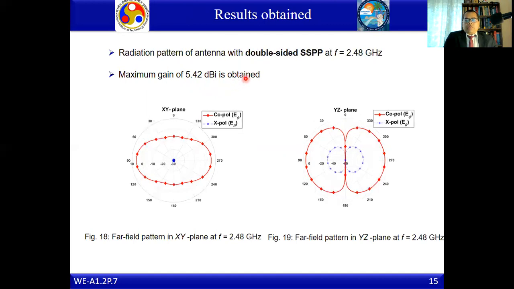When we place two of them, the double-sided SSVP structure at 2.48 gigahertz, we can observe that there is more improvement in the gain. The gain turns out to be around 5.42 dBi. You can also observe that the cross-polar level is minus 25 dB down here.